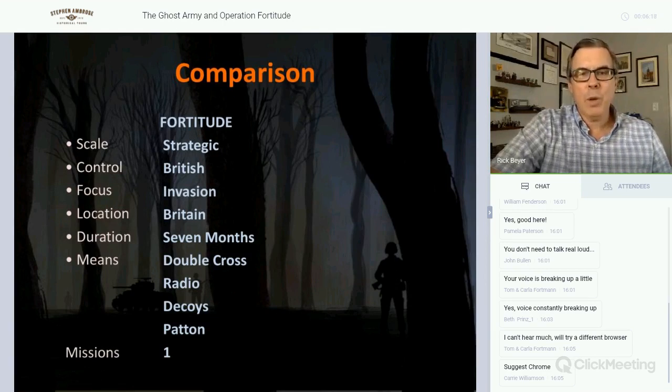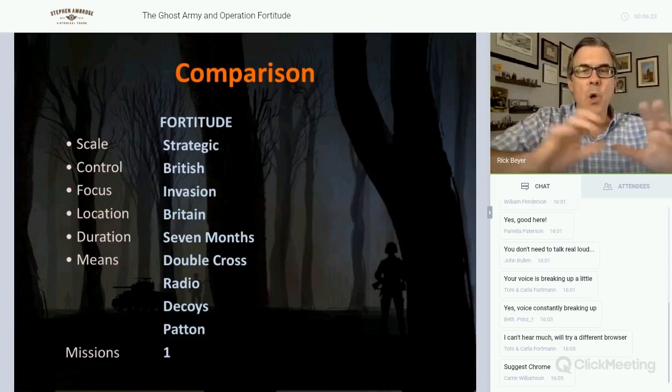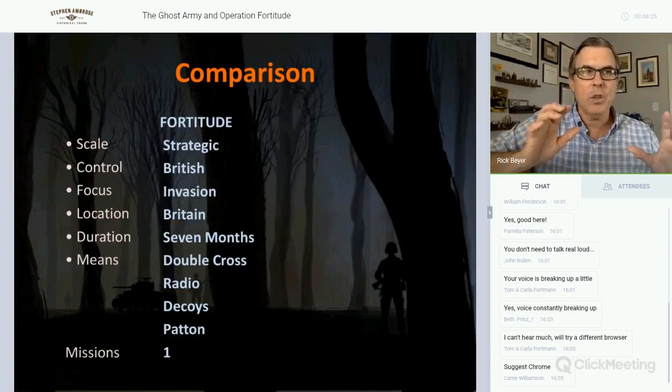This is Operation Fortitude. The scale is strategic, so it involves the whole theater. It's a really large-scale operation.